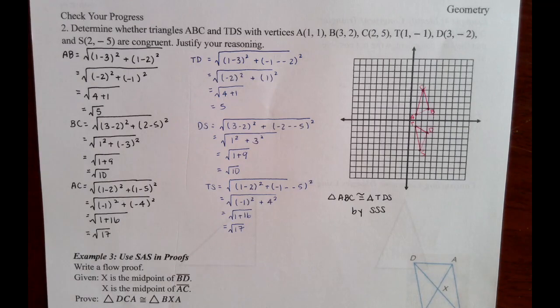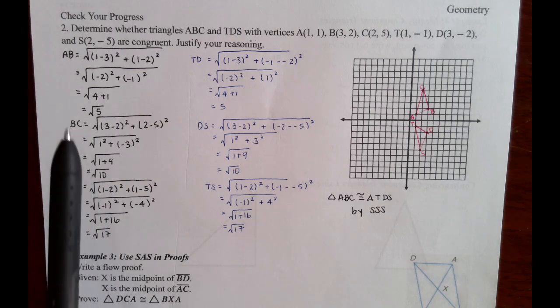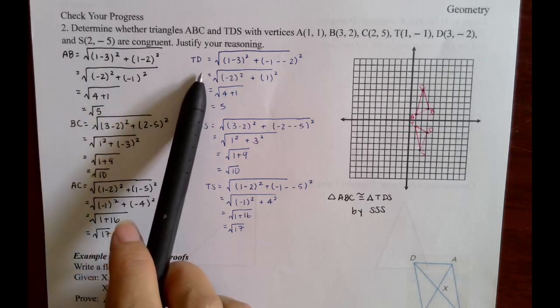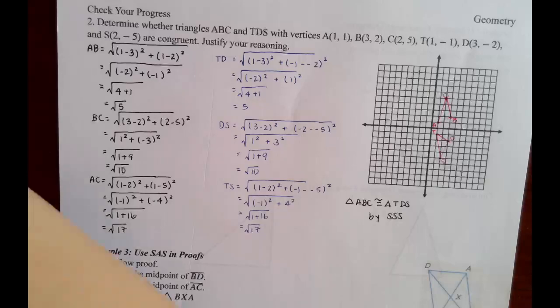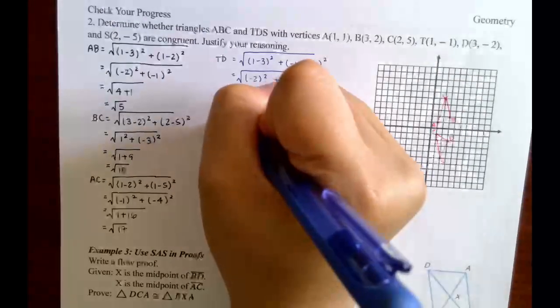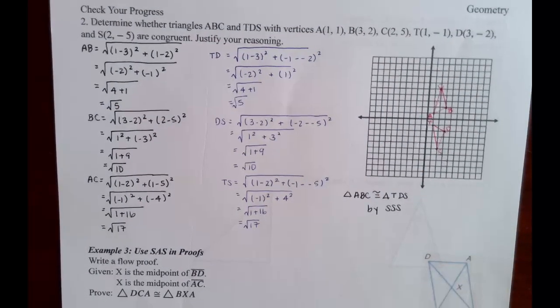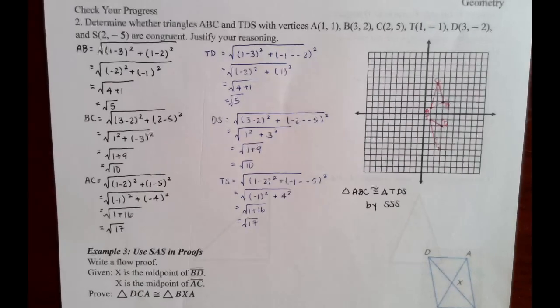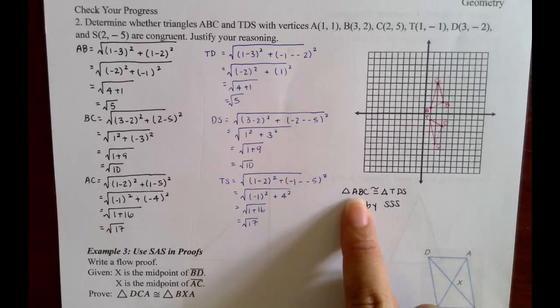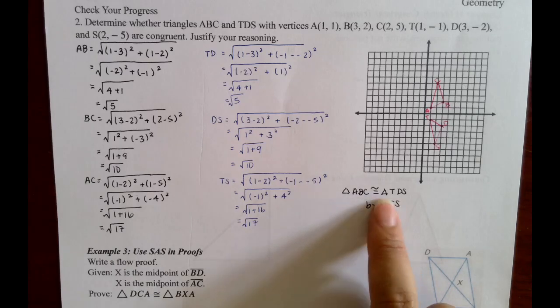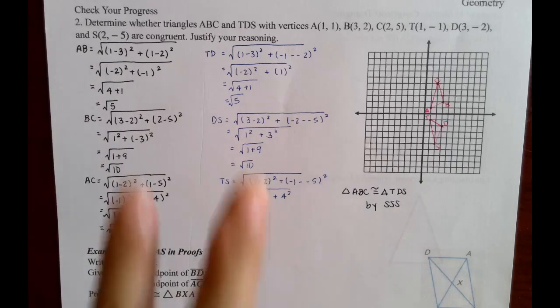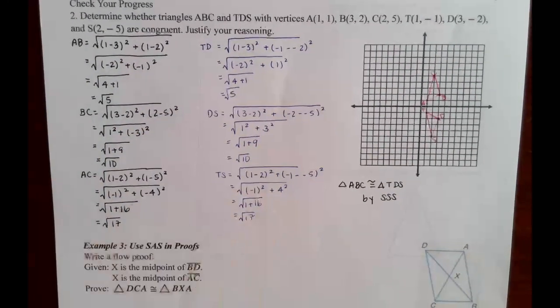Okay, as you found the lengths of each side, you would notice that AB and TD are congruent. They both have a length of square root of 5. Okay. BC and DS are congruent. They both have a length of square root of 10. And AC and TS are congruent. They both have a length of square root of 17. And so therefore, triangle ABC is congruent to triangle TDS by side, side, side.